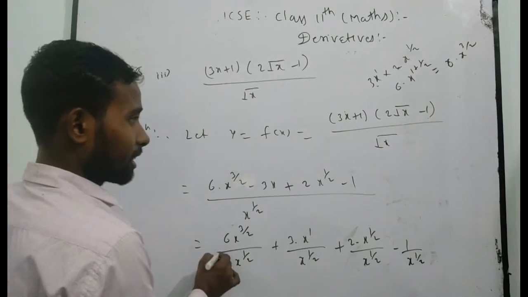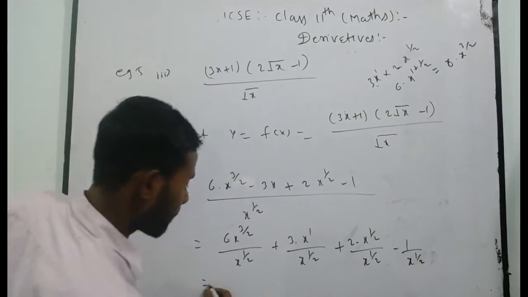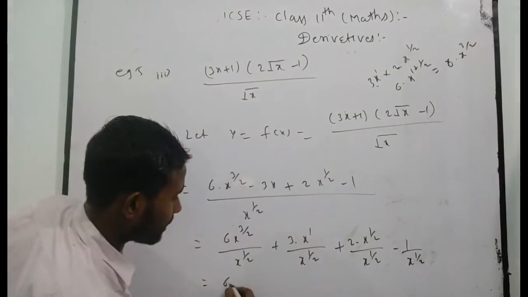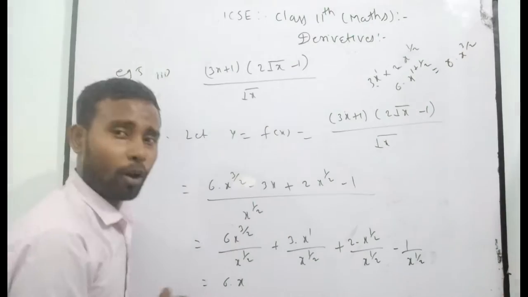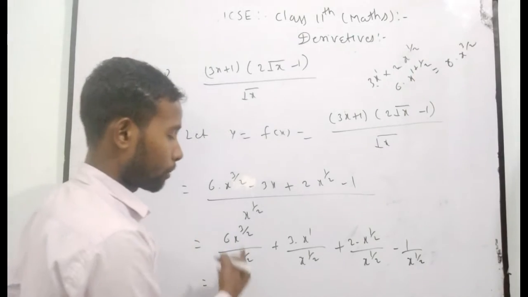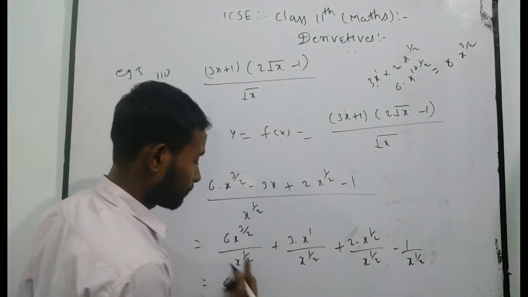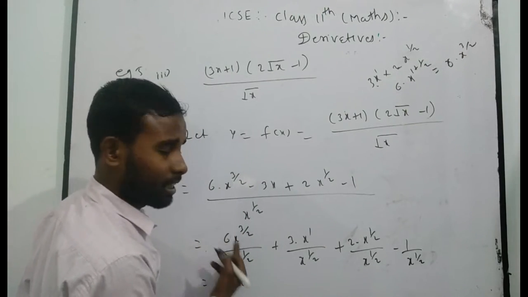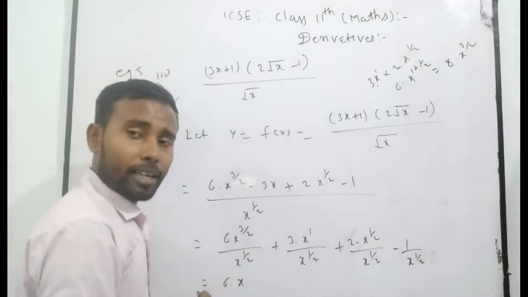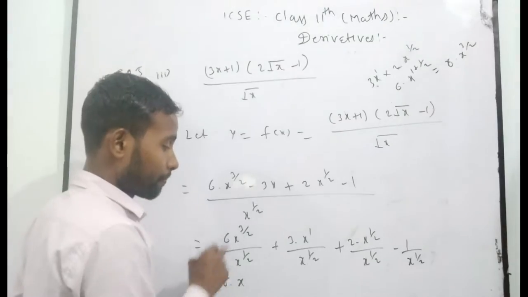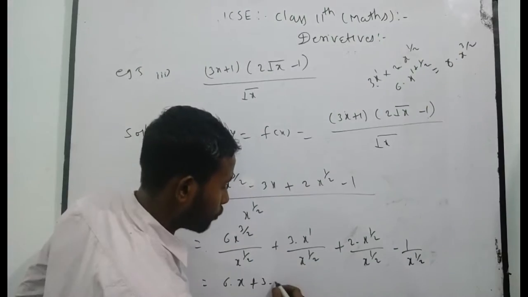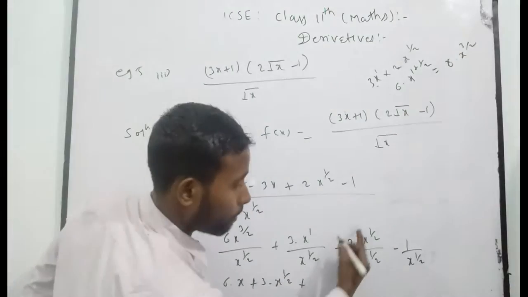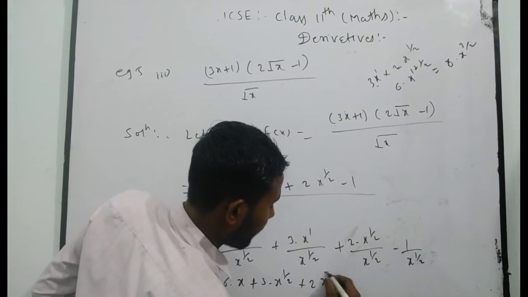Now, what is this? This is nothing. I want to write here 6 into x to the power 3 by 2 by x to the power 1 by 2, which will be x, because this is division. You have to utilize the property: the base is the same, and in case of division, we subtract the powers. In that case, here you get 3 into x to the power 1 upon 2, and it will be 2, and it will be x to the power minus half.